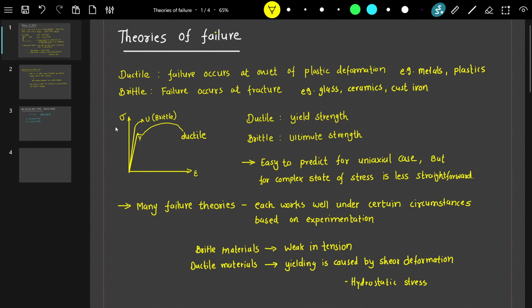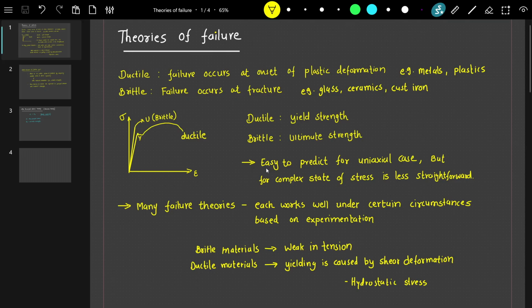And this is a typical stress strain behavior of brittle and ductile material. We know this behavior. This point is the yield strength, which can be considered as the failure point for ductile materials, and this is the ultimate strength, which is the failure point for brittle materials. And this yield and ultimate strength are determined from the uniaxial tensile test.